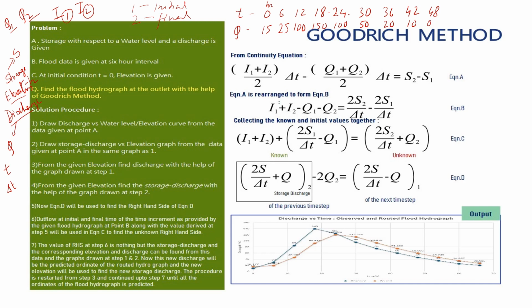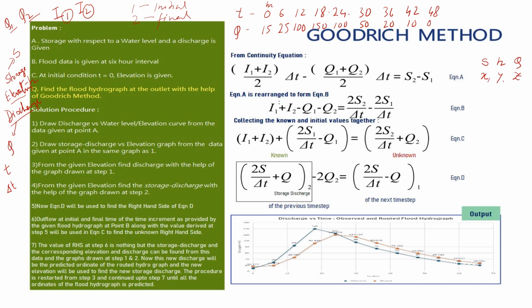So there will be a table where the storage is given. Storage is represented by the letter S, the water level is indicated by the letter small h, and discharge is indicated by Q. So for some X amount of storage, the elevation is Y and the outflow is Z.